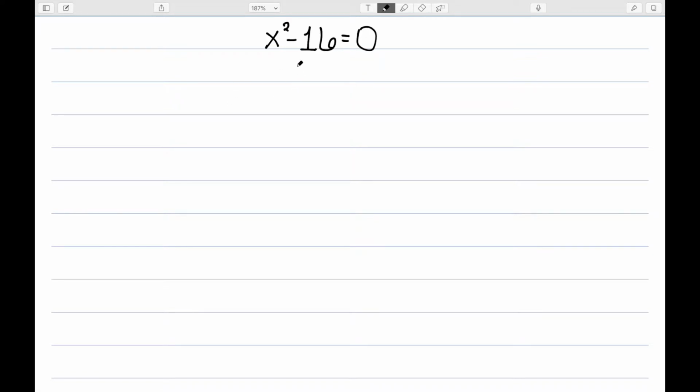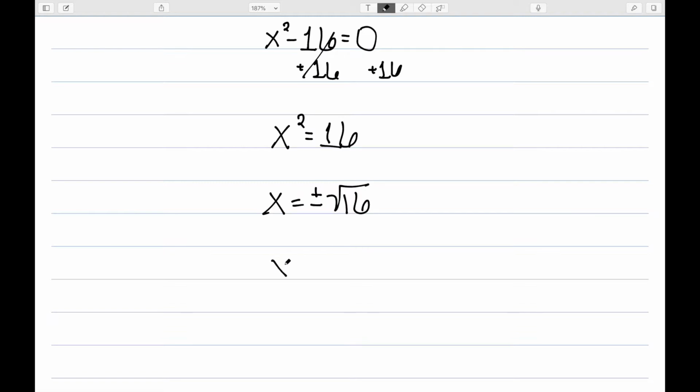Our next example, x squared plus 16 equal to 0. I can add 16 to both sides. That gives me x squared is equal to 16. And now I can do x equal to plus or minus the square root of 16. And we know the square root of 16 is 4. So my two answers would be 4 and negative 4.